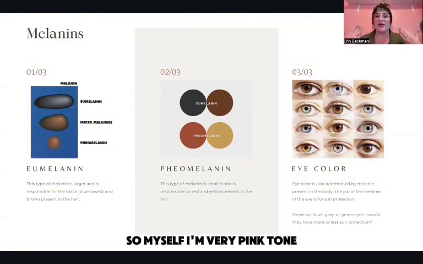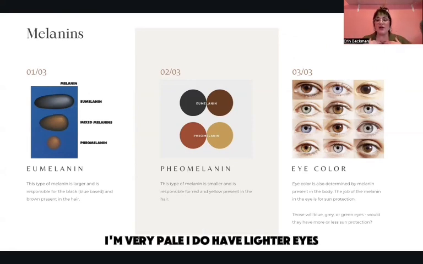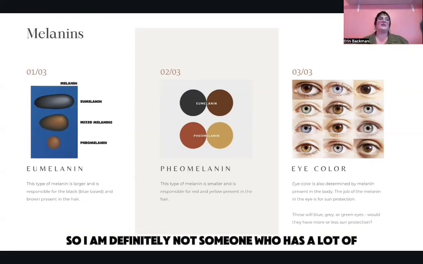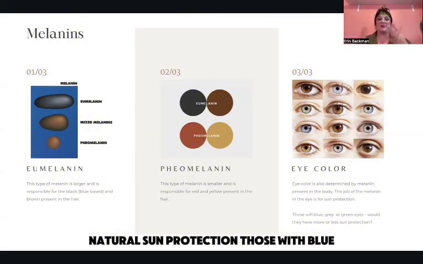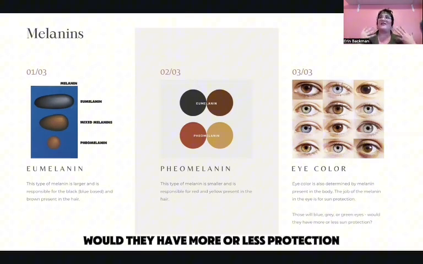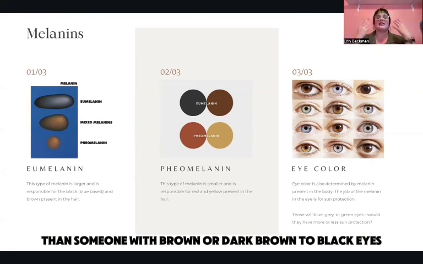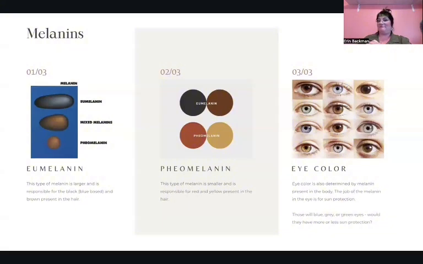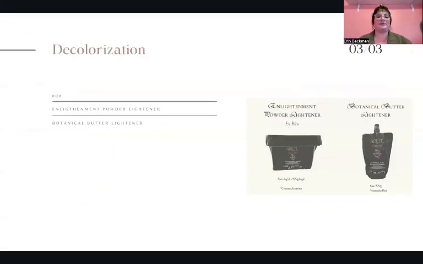So myself, I'm very pink tone. I'm very pale. I do have lighter eyes. So I am definitely not someone who has a lot of natural sun protection. Those with blue, gray, or green eyes, would they have more or less protection than someone with brown or dark brown to black eyes? Let me know below.